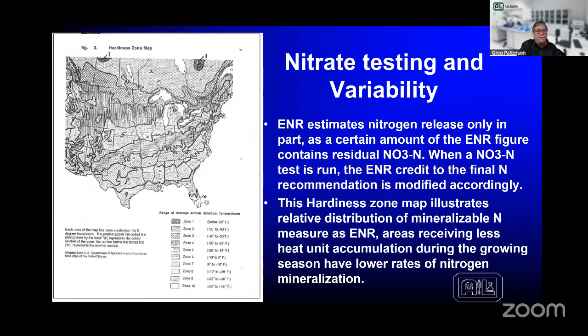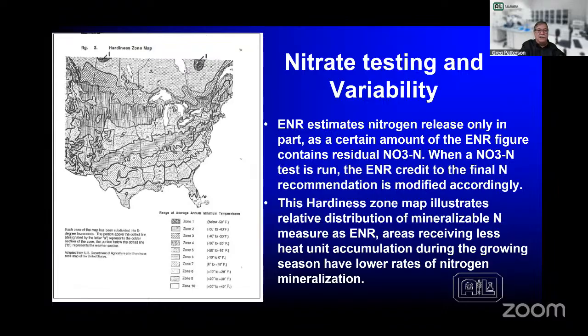This is just a map of the research work that was done on estimated nitrogen release by soil type and organic matter. And it's different in zones. And you can see by this map, there's about 5 different zones. And the reason for the difference in the zones is obviously, if you're in a colder climate, you're not going to get the mineralization you're going to get in a warmer climate.